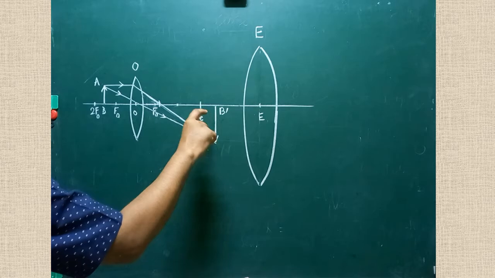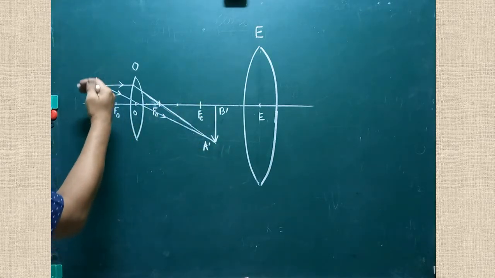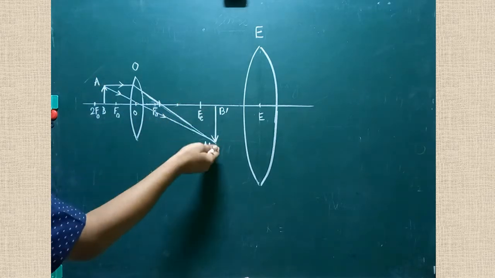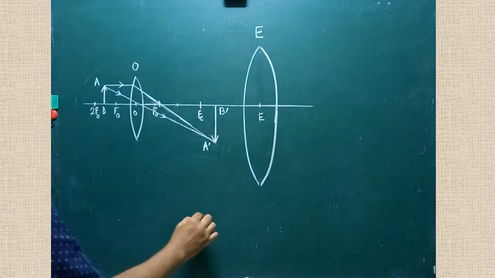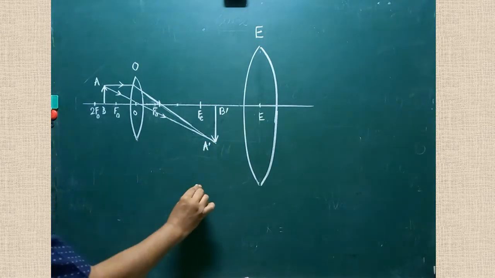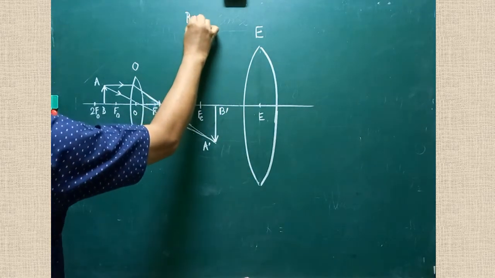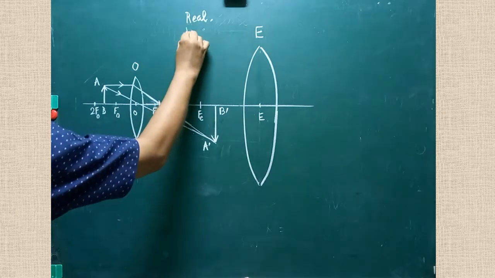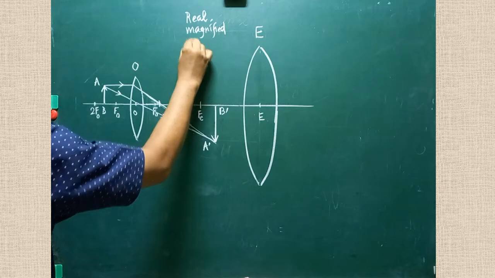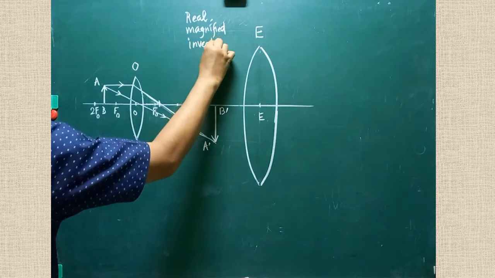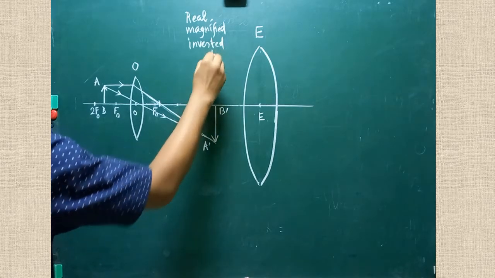Are you clear? Inverted image means here the object is erect, drawn above the principal axis, and here the image is drawn just below it. Therefore the nature of the image, I will write it here. The nature of the image is that it can be caught on the screen. Therefore it can be called real, and it is magnified, and it is inverted. Such a kind of image is caught here. You have to understand this. So that is the nature of this image.